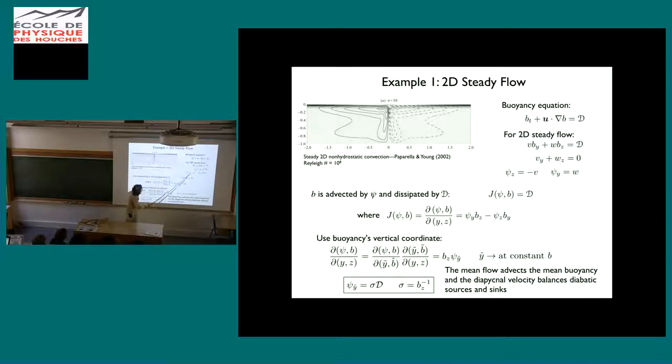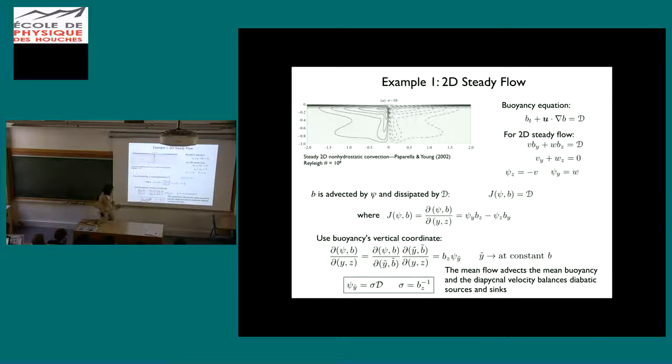So if you want to look at the buoyancy balance, there's no time dependence, the flow is two-dimensional, so it's completely described by the stream function. So the diabatic term is just balanced by the advection of buoyancy by the, so not horizontal, the two-dimensional flow. This is the Jacobian in the YZ plane of the buoyancy, right? So here's your equation, and you can just change vertical coordinates, and instead of using z as a vertical coordinate, you use b. And then this equation, which was 2-dimensional, becomes 1-dimensional.